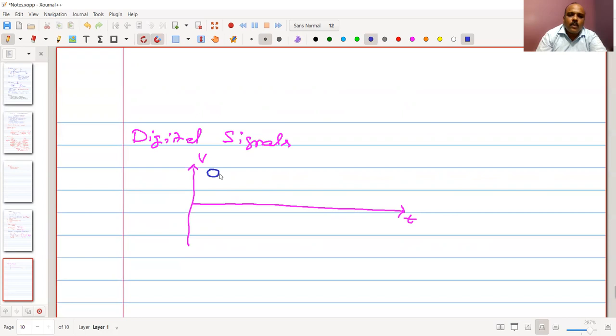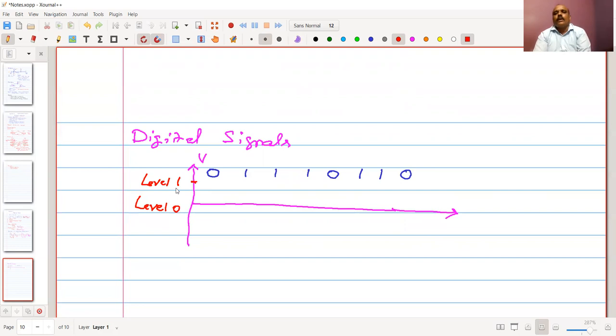So, let me take this as 0, 1, 1, 1, 0, 1, 1, and a 0. Let's assume that I am using 2 voltage levels. So let us call this level 0, and we will be having here level 1. So when I have the data 0, then my signal will be at level 0. And when it is 1, it is at level 1. Level 1, level 1, because I am having 3 continuous ones, a 0, then again 2 levels, and a 0.